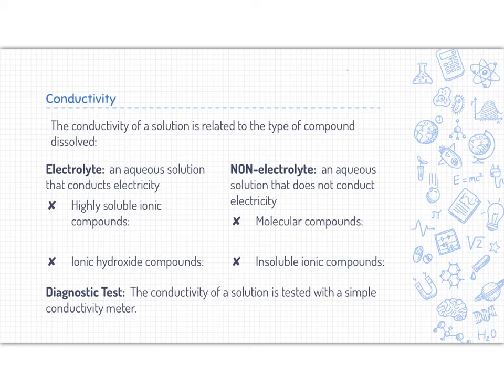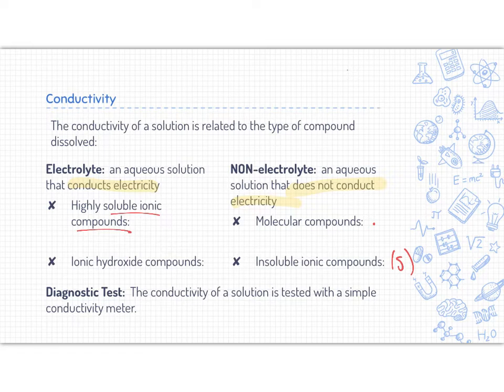Conductivity of a solution is related to the type of compound being dissolved. So something that is an electrolyte is a solution that conducts electricity. A non-electrolyte does not conduct electricity. Things that conduct electricity are soluble ionic compounds, and anything, again, that's an ionic hydroxide that is soluble. Non-electrolytes, things that do not conduct electricity, are molecular compounds, and anything that's insoluble ionic does not dissolve. It doesn't create ions, so it can't dissolve.